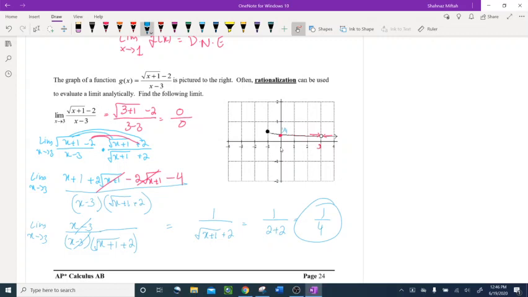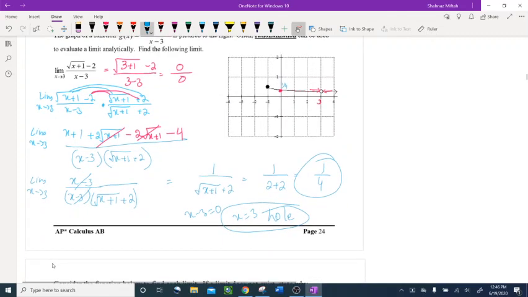So that's another way to figure it out. And do you guys see this conjugate thing? So this is what you're going to do. And you have x minus 3 equals 0, which will give me x equals 3, and that's a hole because I cancelled. Okay, so this is what it is.